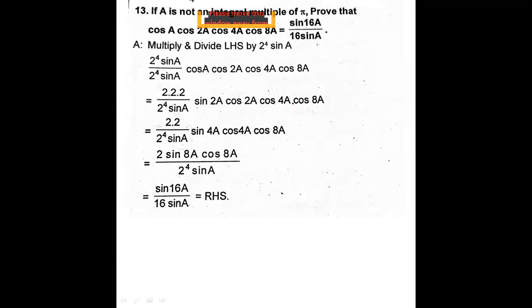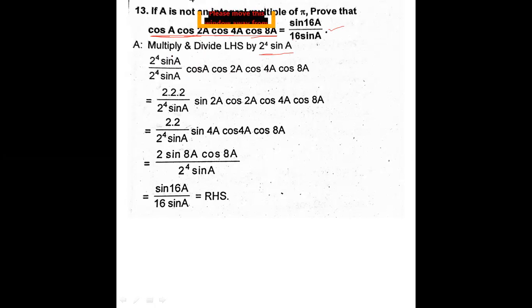Next, cos A, cos 2A, cos 4A, cos 8A is equal to sin 16A by 16 sin A. So we are taking this LHS and we are multiplying and dividing it by 2 power 4 sin A, that is, 2 power 4 sin A by 2 power 4 sin A.